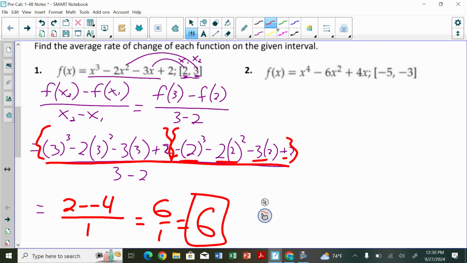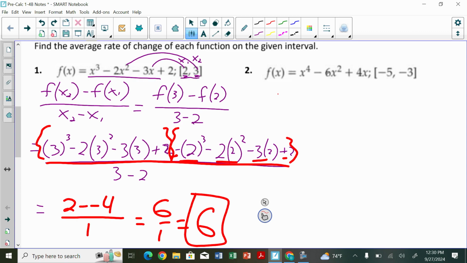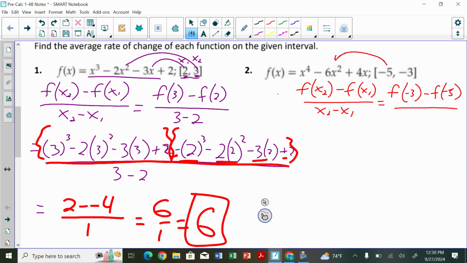We know the function is going to be f of x2 minus f of x1 over x2 minus x1. So basically what we're saying is we're going to take f of minus 3 and subtract f of minus 5 after we plug them into this function here. And then it's going to be negative 3 minus a negative 5 on the bottom. Okay, we know that.